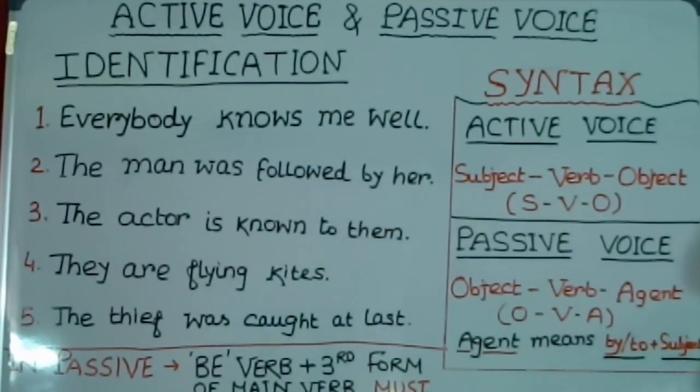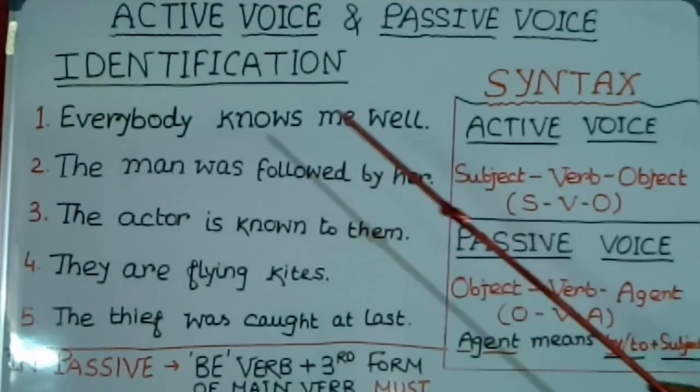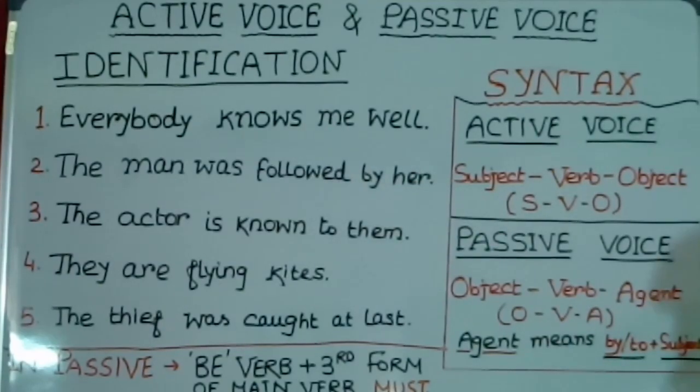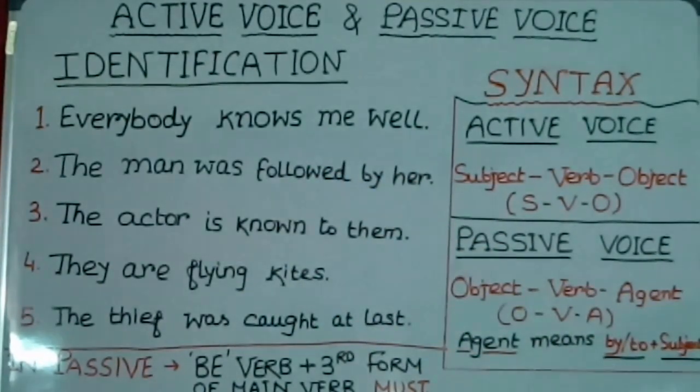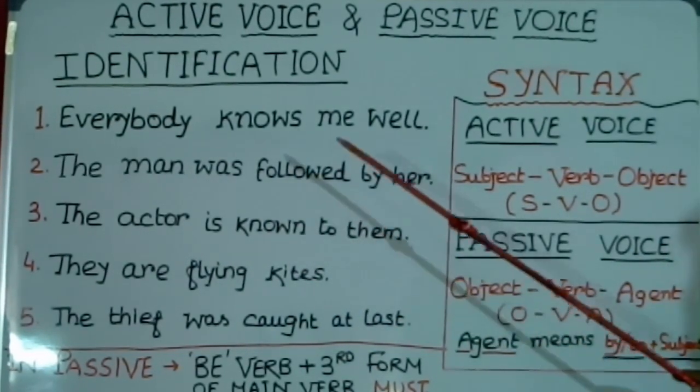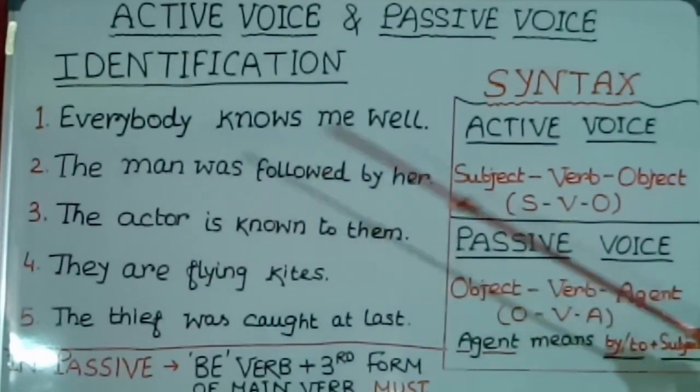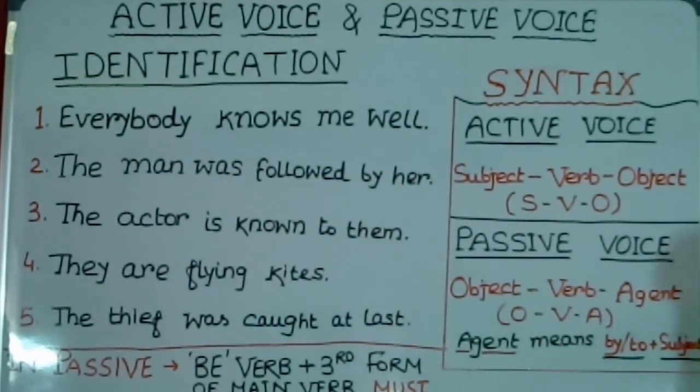Or the second way, a very easy way: only looking at the verb we can say whether the voice is active or passive. Whenever you find that no be verb and third form are together present in the verb form, we will call it active voice. Knows and are flying are the examples. And whenever you find a be verb and the third form of the main verb present, we will call the sentence written in passive voice. So hopefully you have understood.